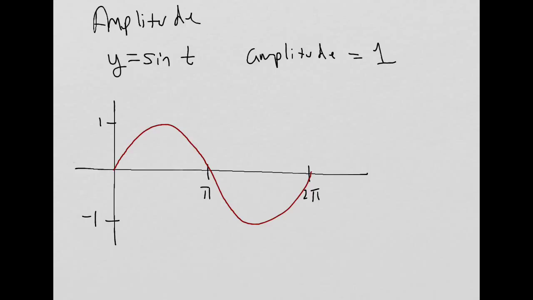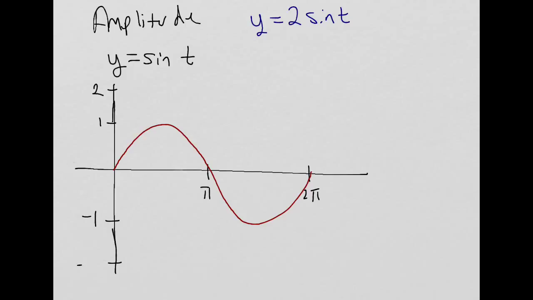Now the amplitude can be modified if I was to multiply sine by a different value. So suppose I went with y equals 2 sine t. Let's get rid of that there, we'll need a little bit more room. The amplitude then should be 2. I'm taking every value for a given input and multiplying it by 2. So when I multiply 0 by 2, I still get 0. So that point and that point shouldn't move.